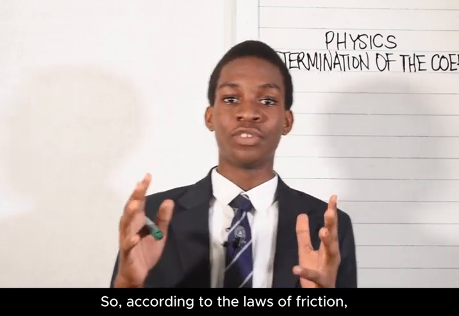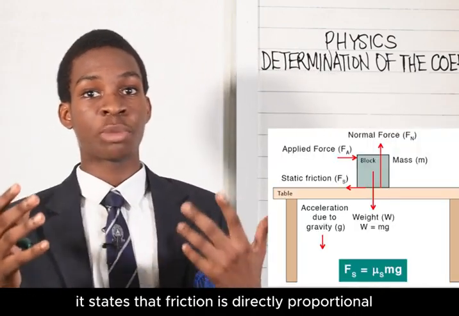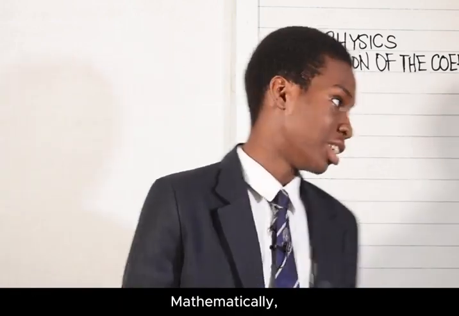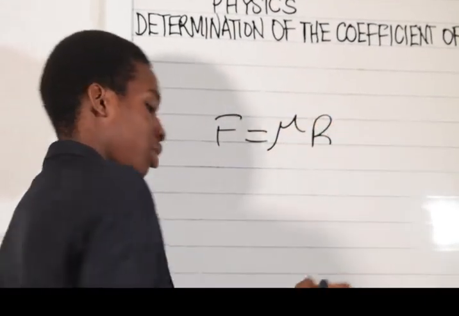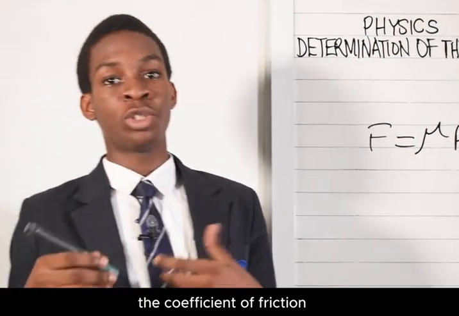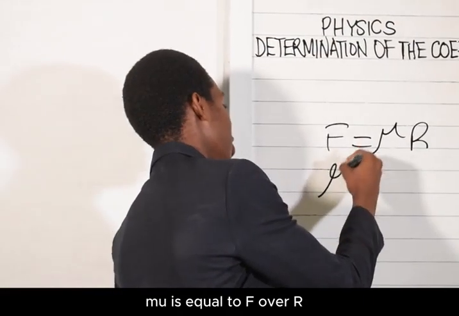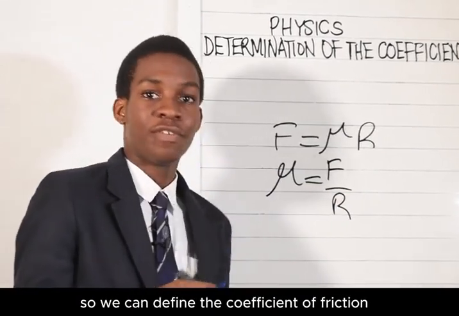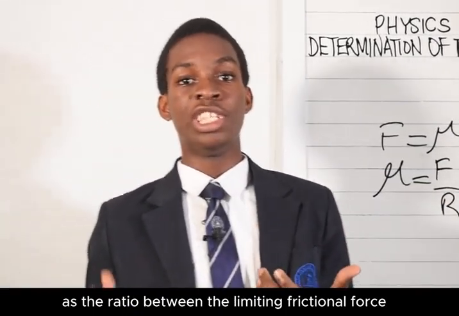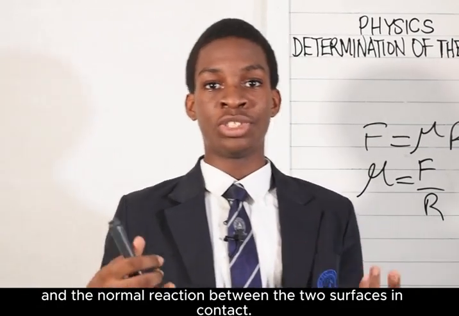So according to the laws of friction, it states that friction is directly proportional to the normal reaction. Mathematically, F is equal to mu R. So from this, we can then derive the equation of the coefficient of friction, which is mu is equal to F over R. So we then define the coefficient of friction as the ratio between the limiting frictional force and the normal reaction at the surfaces in contact.